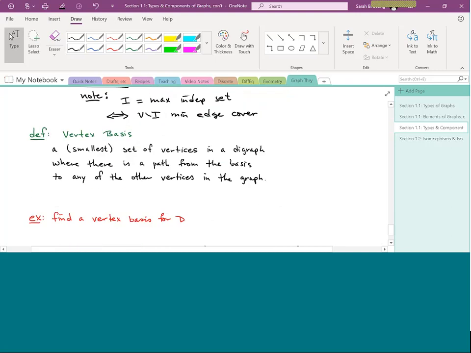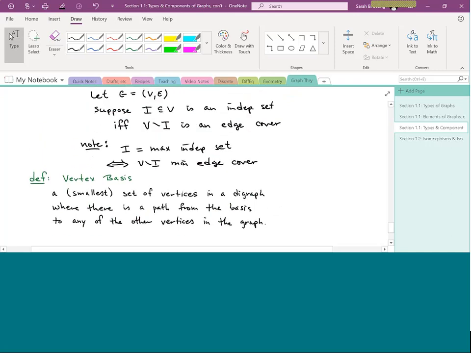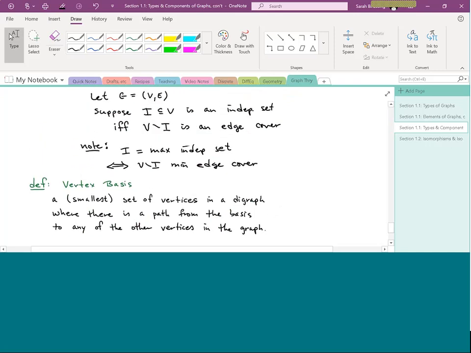All right, so the last thing that we're going to talk about in section 1.1 is the definition of a vertex basis, and then we'll look at an example with it. Okay?